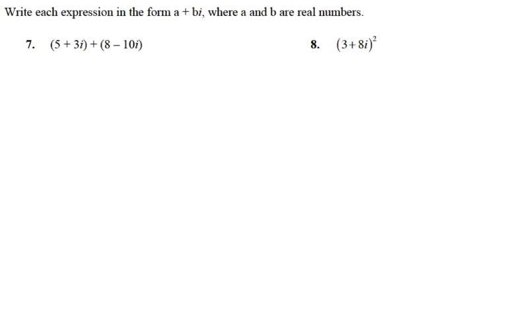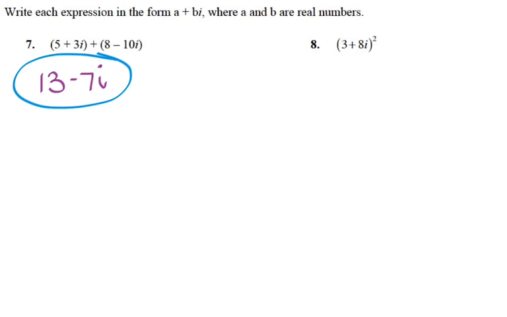For 7, 8, 9, and 10, you're working with the imaginary and complex numbers. So 7, you're just adding, so that means we can just combine our like terms. So 5 plus 8 is 13. 3i plus -10i is -7i. So you have 13 minus 7i. And that's your answer for that one.